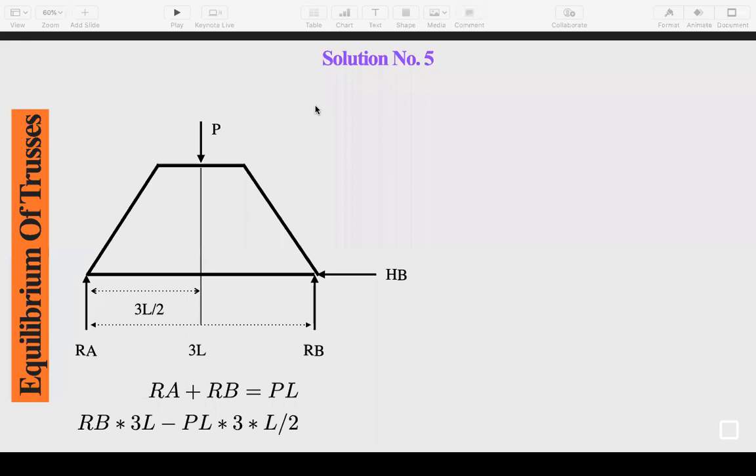Okay. So now if you find out this, RA plus RB is equal to PL. So from this you are going to get the values of RB and RA. So RA I have got as PL by 2. I don't require RB. The reason is that I have to start from joint A, and they have asked just one member force. So now draw the FBD of joint A.